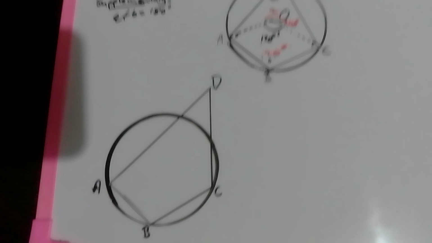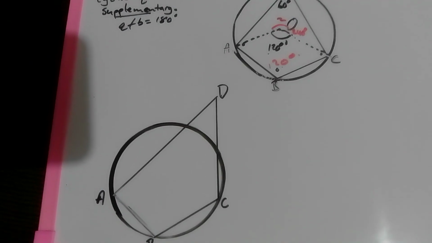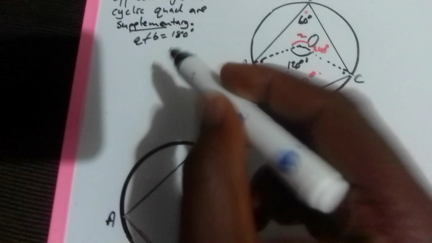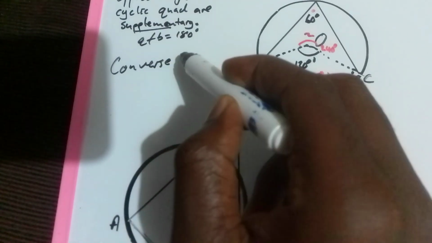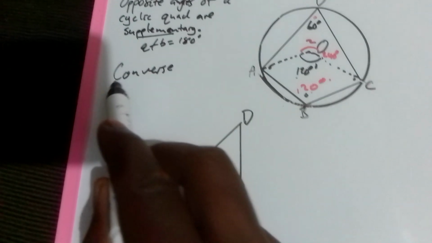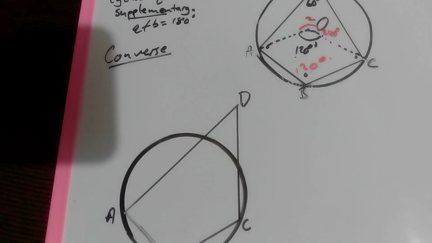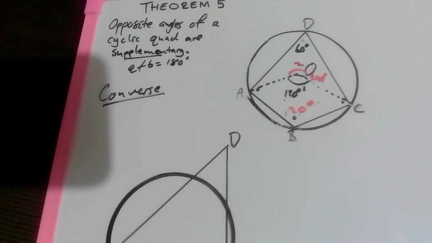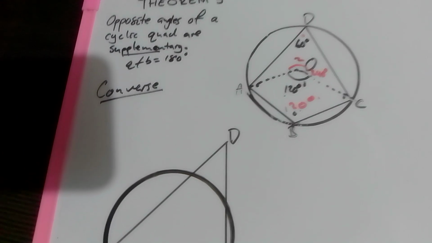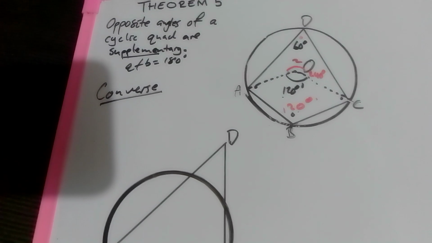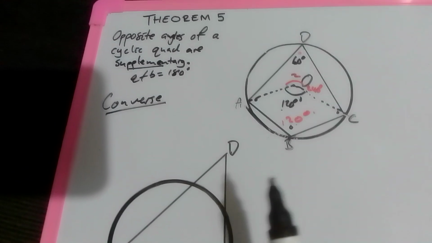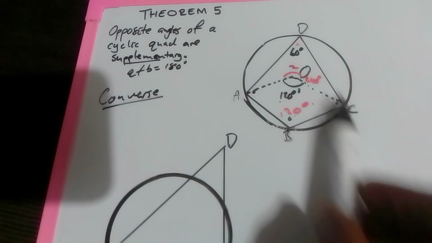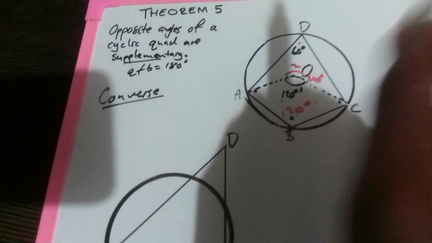All right. In this video, we're going to deal with the converse of theorem number 5. The converse, which is the opposite. Now, remember, under theorem number 5, we said that the opposite angles add up to 180 degrees. They are supplementary. So now, what they will be asking us is to prove that ABCD is cyclic, right?